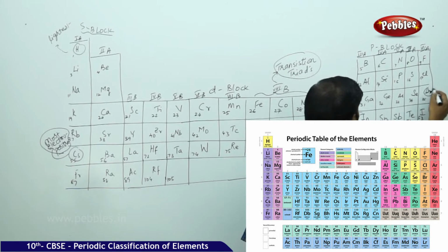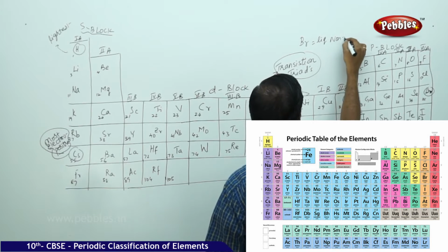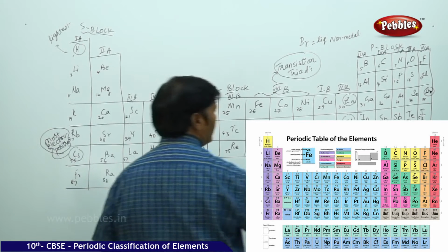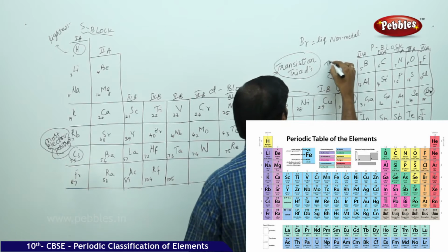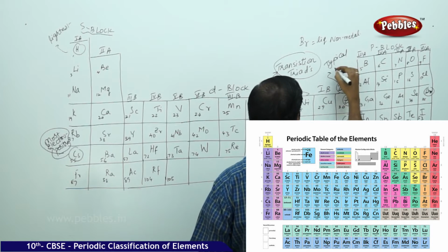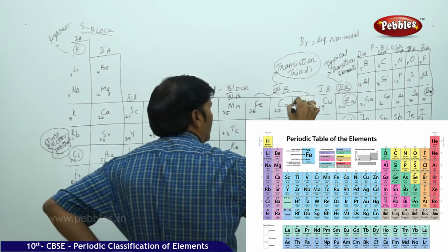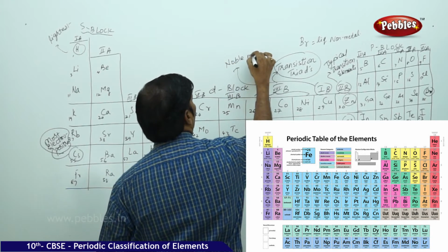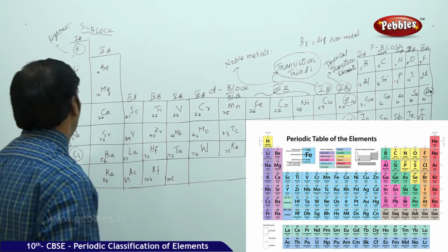Bromine, if you take, is a liquid non-metal. These three elements, including the liquid metal, in 2B are called typical transition elements. 1B, these are noble metals.